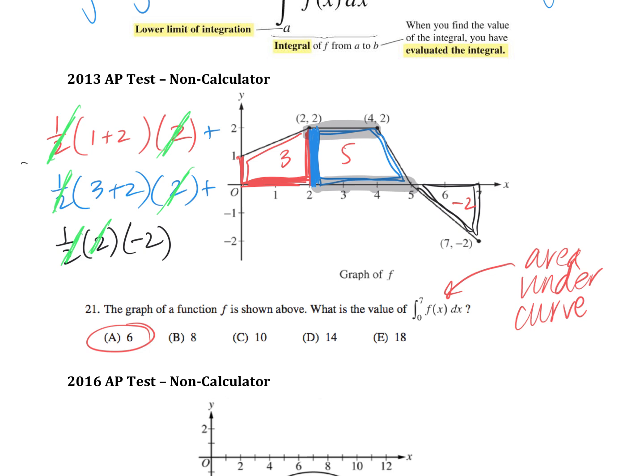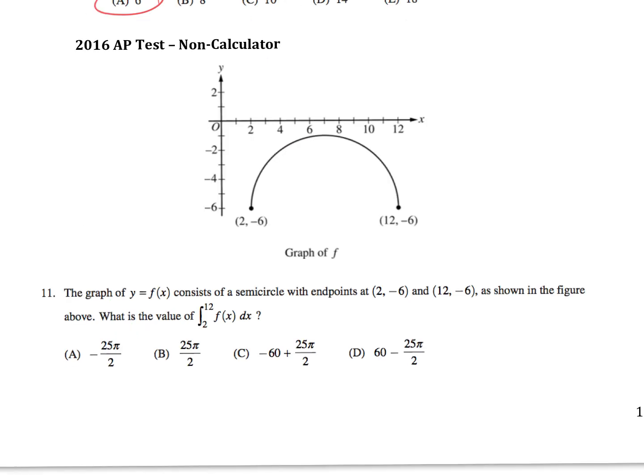We okay with that? This one says, hey, f is above and it's a semicircle. What is the value? And again, this is letting us know they want the area from 2 to 12. And you guys, it's always going to be to the nearest x-axis. That's that dx right now. They just want this area. Weird.